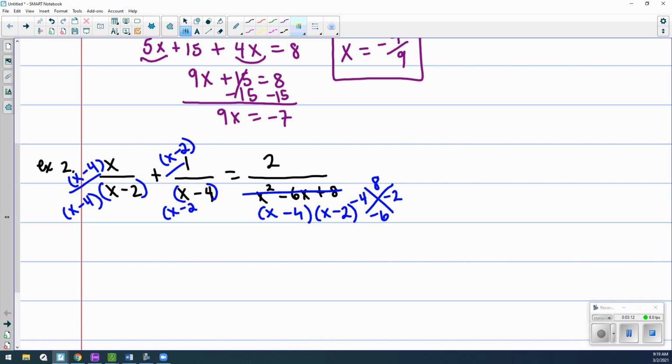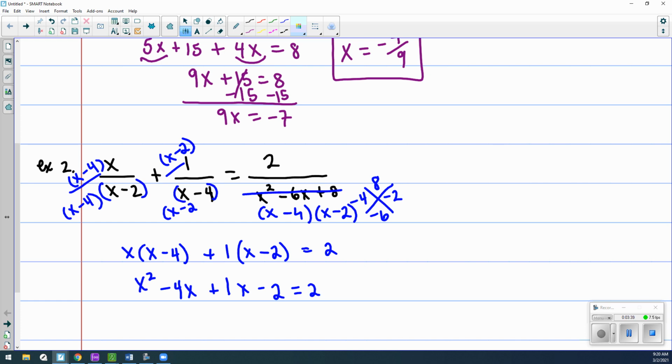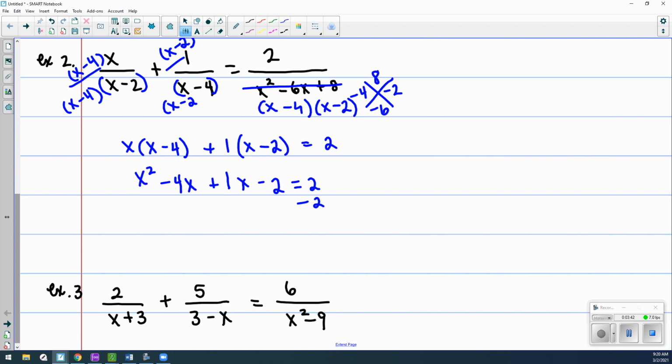Okay, then, like I did in that orange step up above, now you're going to multiply both sides by the common denominator, and it's gone on both sides. So you're down to x times x minus 4 plus 1 times x minus 2 is equal to 2. And then go crazy. This is going to be quadratic. Check it out. Swing everything to one side to set the equation equal to 0. Combine some like terms. x squared minus 3x minus 4.